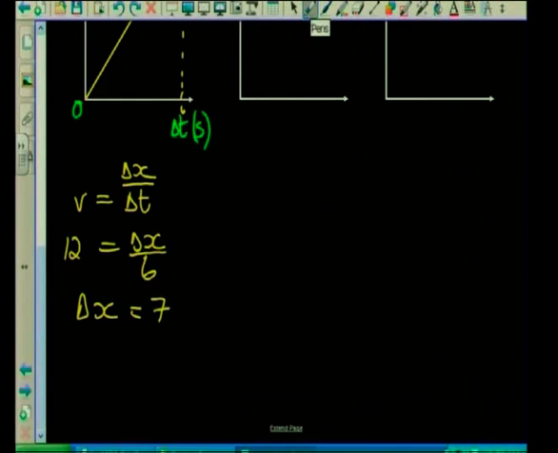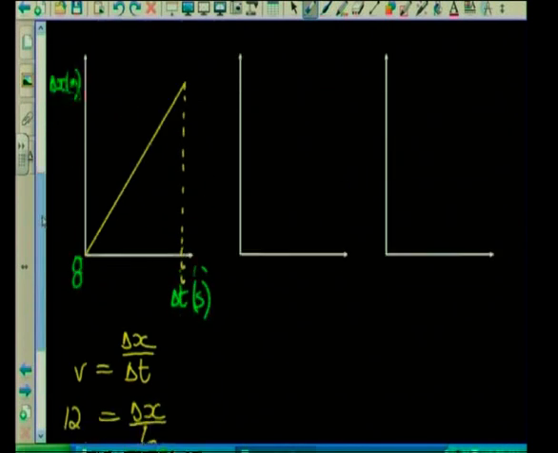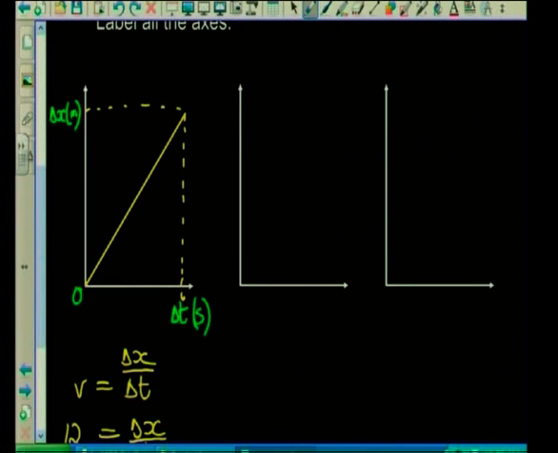72. Okay, so it's at 72 meters, which means I could add in here 72 meters. If you were asked to write it in, it's something we could add in. Wasn't difficult. Next graph that we're going to draw is our velocity time graph.